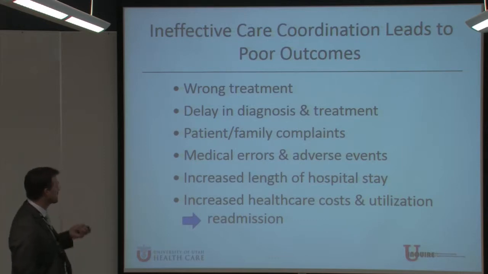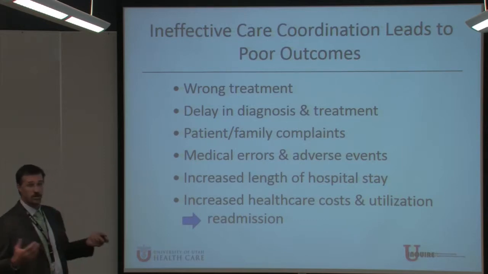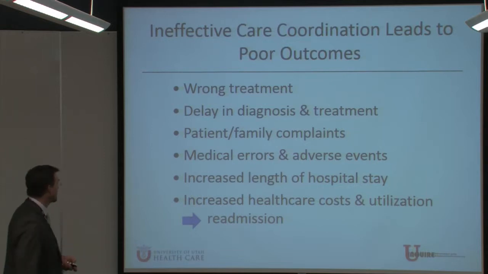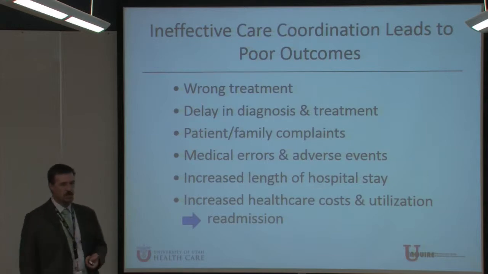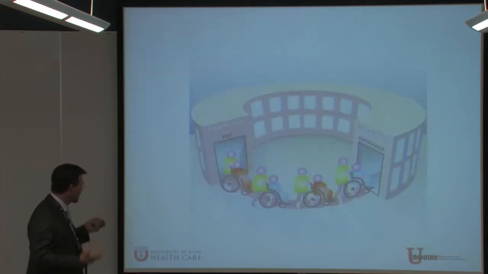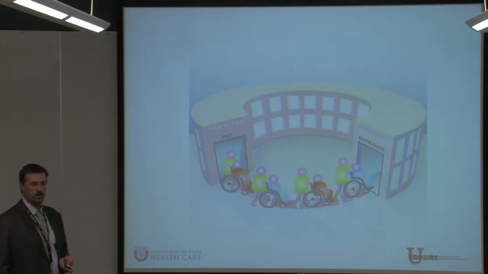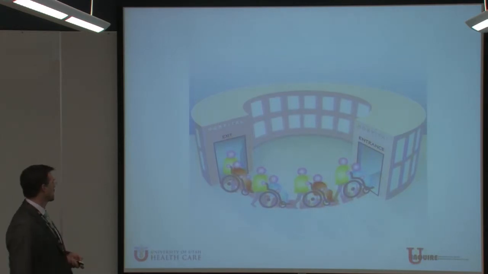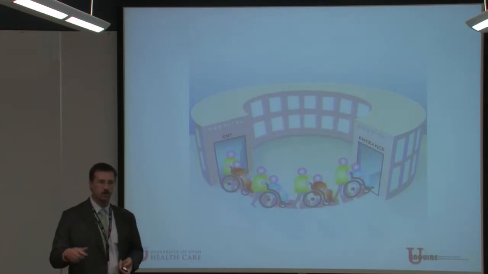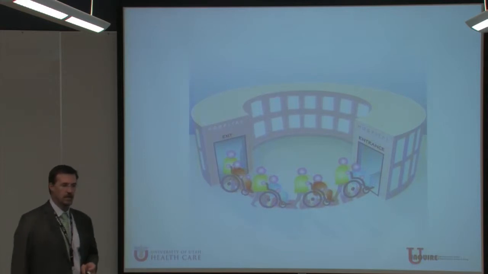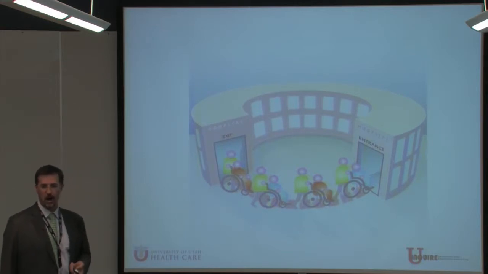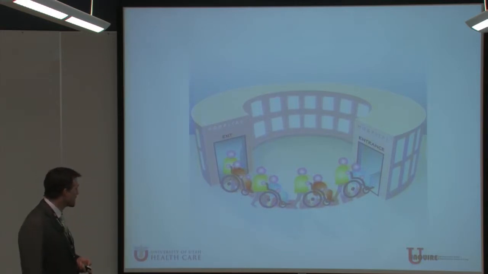So how do we organize this information and its transmission and communication in an effective way? Because if we don't, ineffective care coordination leads to bad outcomes. I think this is well documented: patients will get the wrong treatment, there are delays in diagnosis and treatment, and patients are unhappy when they don't get the right information. There can be medical errors and adverse events, increased length of stay, and then increased healthcare costs and utilization.